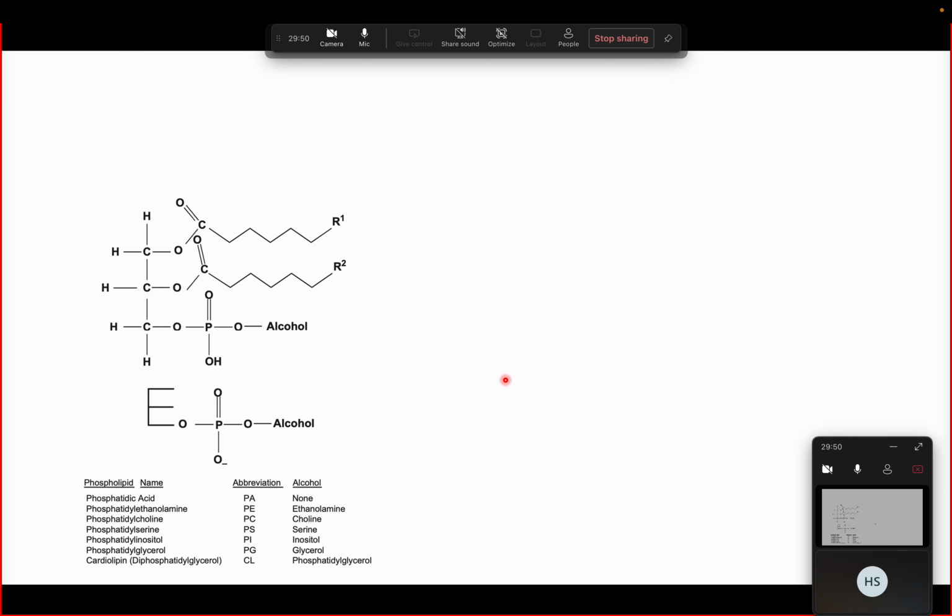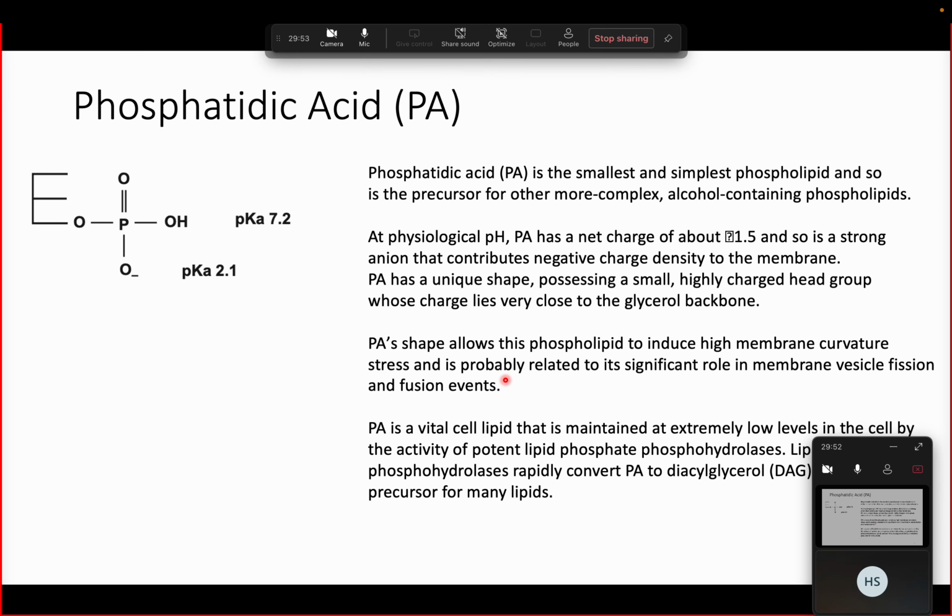Okay, keeping this in mind, we are going to go to our first type of lipid, which is called phosphatidic acid. So phosphatidic acid, or PA in short. As you can see, the representation of phosphatidic acid is again the glycerol backbone and the acyl chains and the phosphate head group, and in place of alcohol it has a simple H attached to it, right? Simple H.